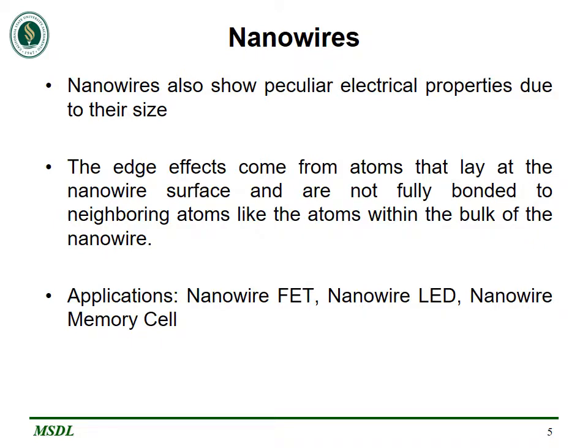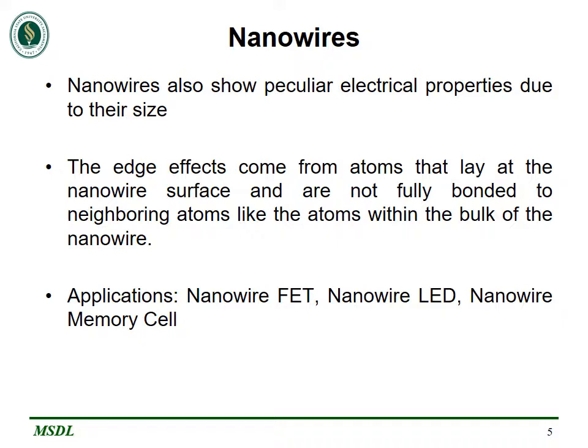Nanowires also show particular electrical properties due to their size. Unlike single-wall carbon nanotubes, whose motion of electrons can fall under the regime of ballistic transport, that means that electrons can freely travel from one electrode to the other, nanowire conductivity is strongly influenced by edge effects. The edge effect comes from atoms that lie at the nanowire surface and are not fully bonded to neighbor atoms like the atoms within the bulk of the nanowire. The unbonded atoms are often a source of defects within the nanowire and may cause the nanowire to conduct electricity more poorly than the bulk material.